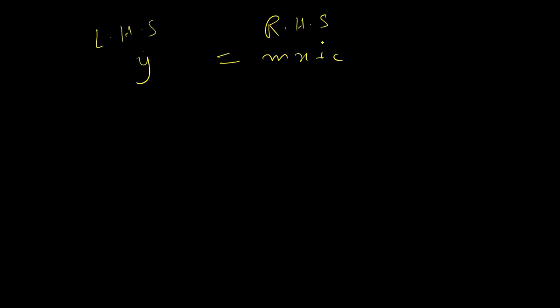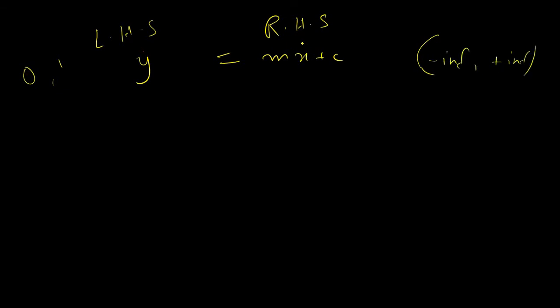So if you see, this is my left hand side and this is my right hand side, and y is equal to mx plus c. Because y is binary, we are concerned with logistic regression, so our output will be 0 or 1, and in the right hand side the range of values that we can get is from minus infinity to plus infinity.